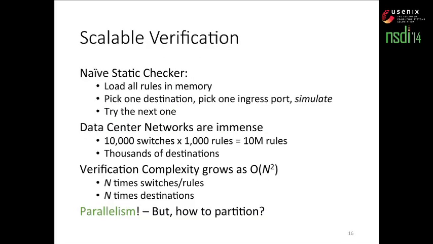Once we have this stable snapshot, we can do the static verification. A naive static checker is quite easy to implement. Basically, you can load all the rules in your memory, you pick one destination, you pick one ingress port, and you simulate the packet behavior. And then you try the next one, right?